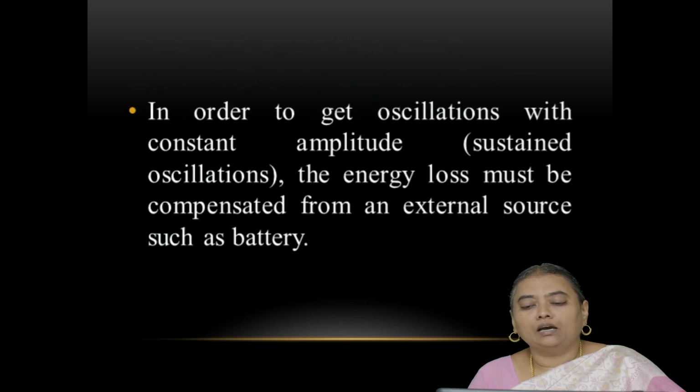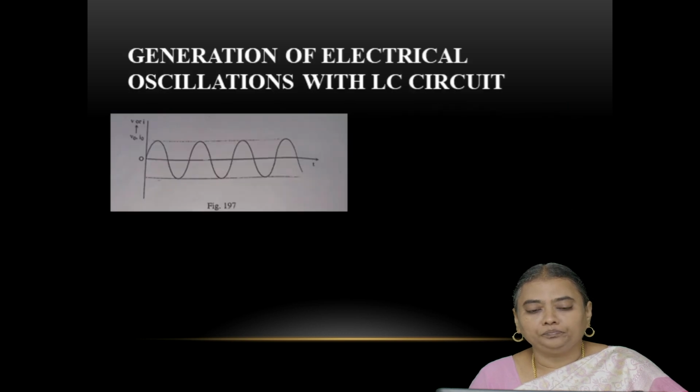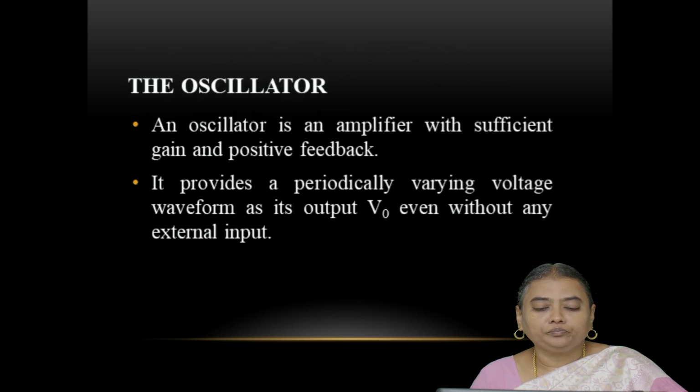In order to get oscillations with constant amplitude, which is known as sustained oscillations, the energy loss must be compensated from an external source such as a battery. And this diagram shows the sustained oscillation in which the amplitude remains constant.